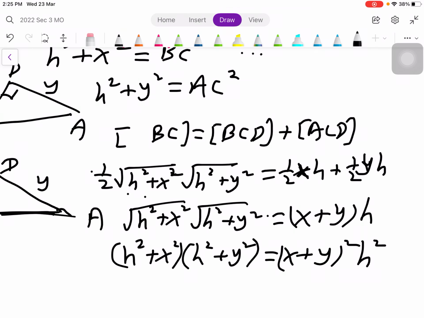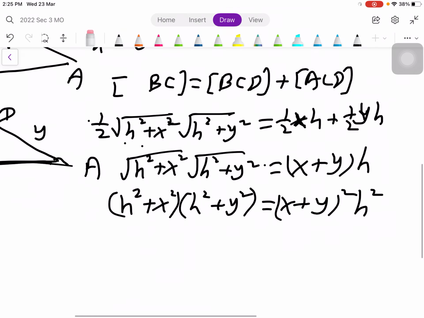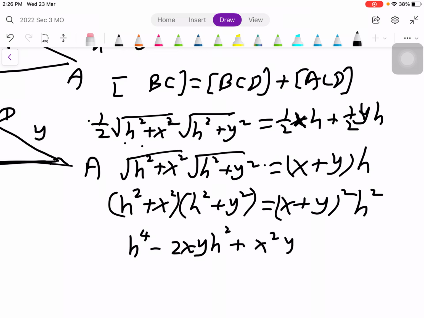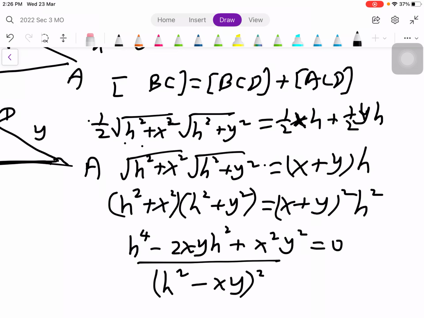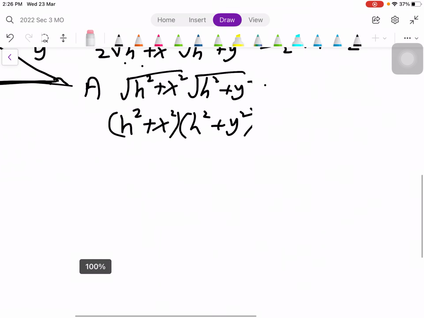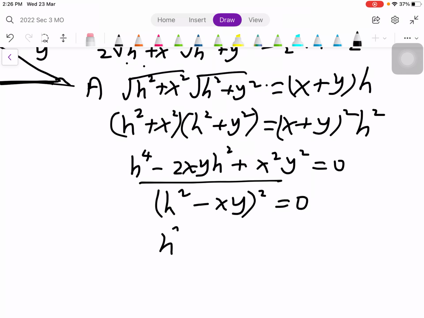Then can I say that you expand and simplify? You expand and simplify, you will get to h to the power of 4 minus 2xy h squared plus x squared y squared equal to 0. Therefore, this is actually a perfect square. This is h squared minus xy, whole thing bracket squared, equal to 0. Therefore, what you get here is that your h squared is just equal to xy.